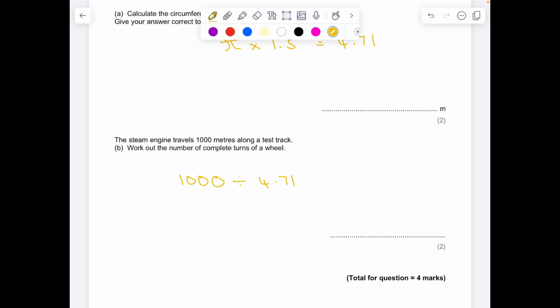So we're going to see how many full turns it does, and to the nearest whole number, when you do that, you get 212. So it will turn completely 212. Okay, we can ignore any decimals on that because it's not a complete turn. It wants complete turns.